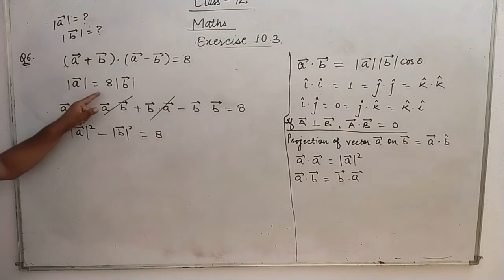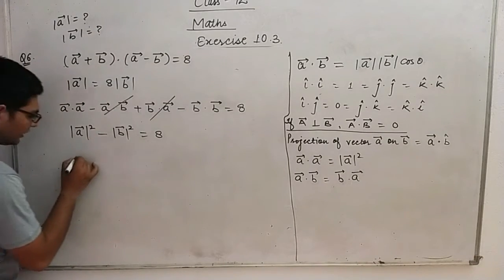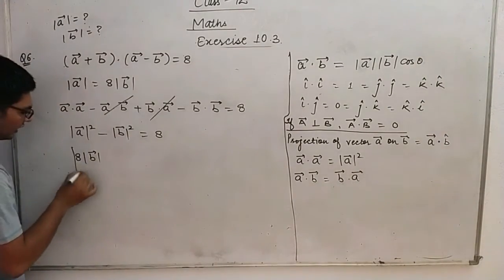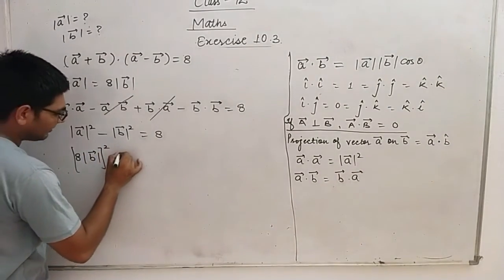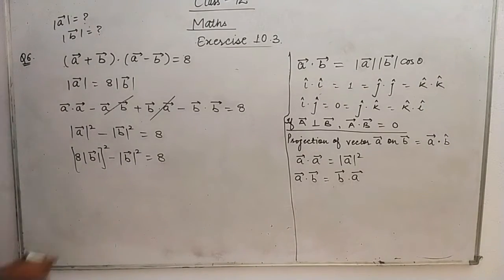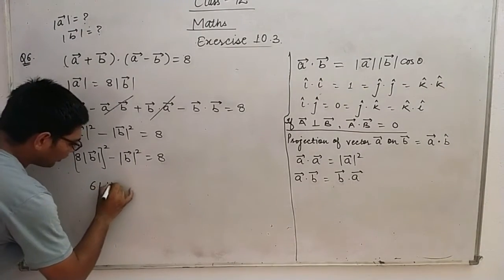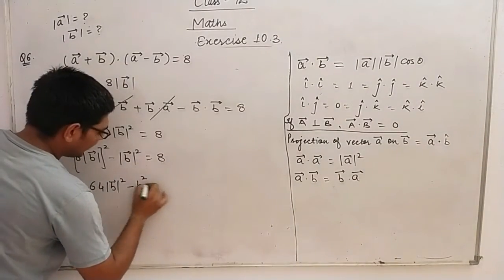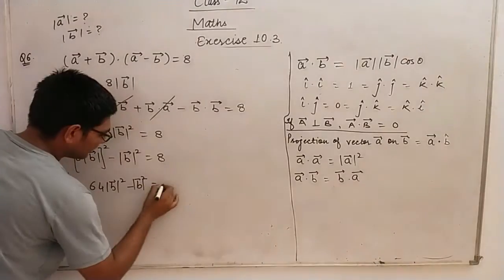Magnitude of A is 8 times magnitude of B. That is magnitude of A, and I need to square it, minus magnitude of B square, and that is 8. This comes to be 64 times magnitude of B square minus B square, that is equal to 8.